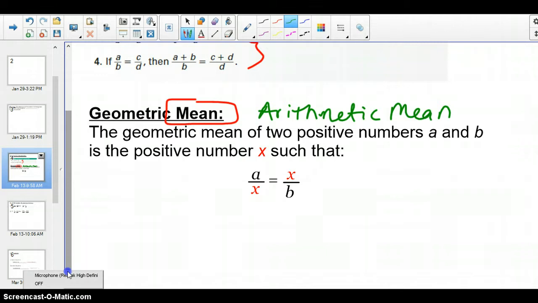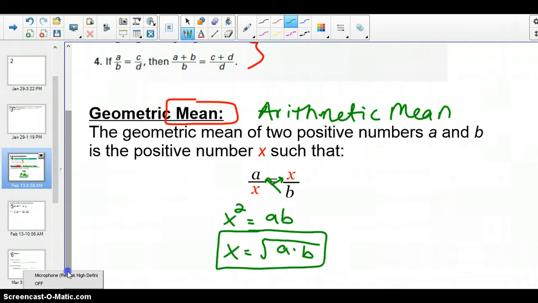So it says the geometric mean of 2 positive numbers A and B is a positive number x, such that if you cross multiply, x squared is equal to a times b, and x is equal to the square root of a times b. That'll make sense in a few examples.